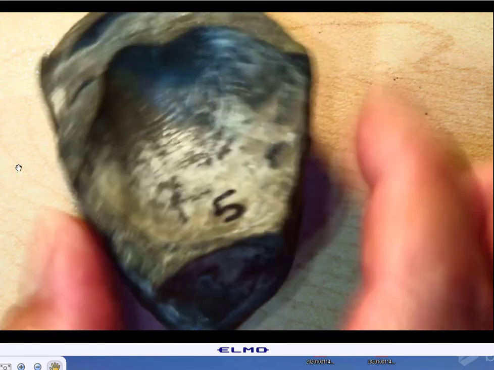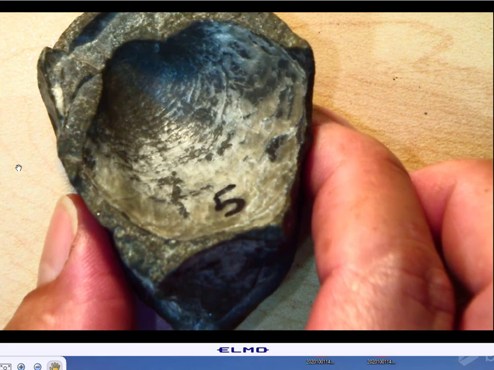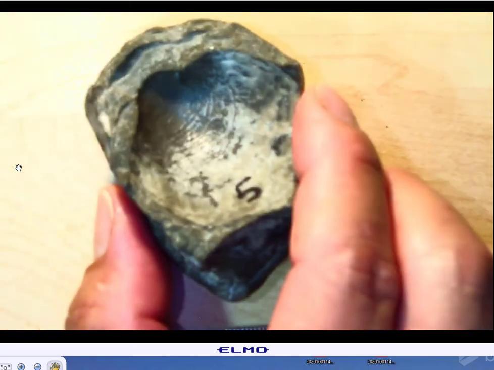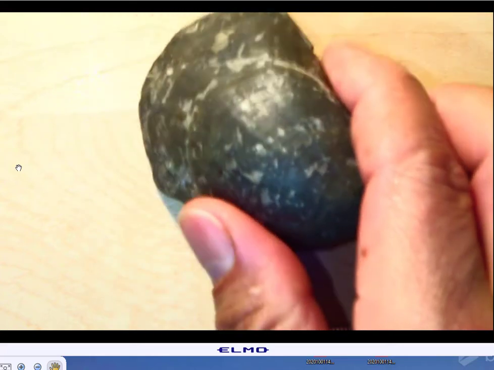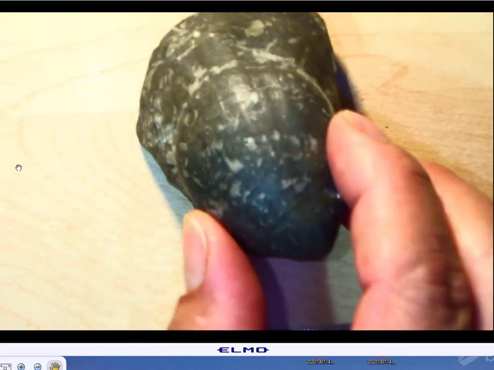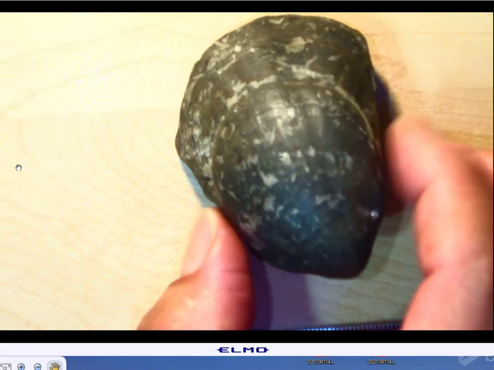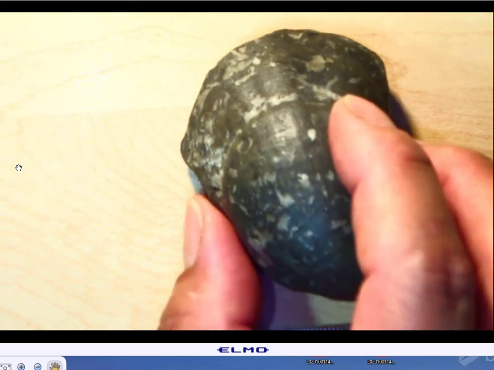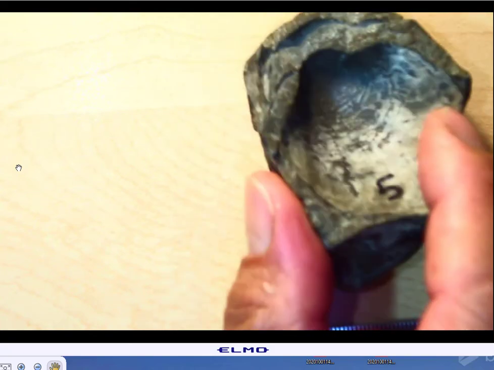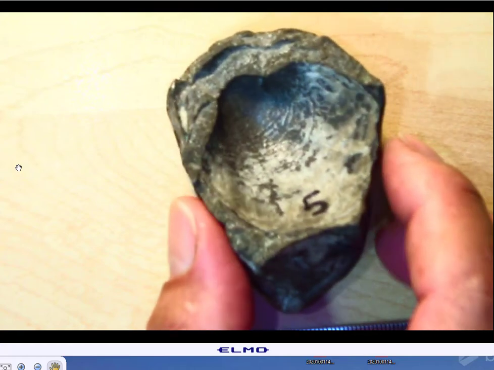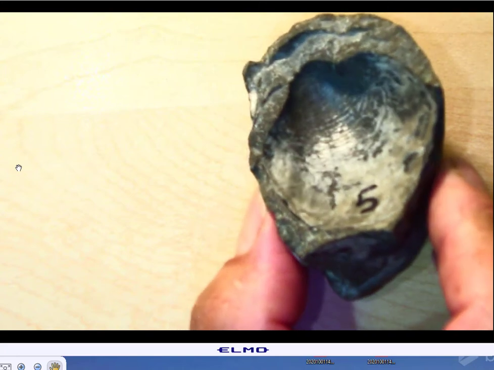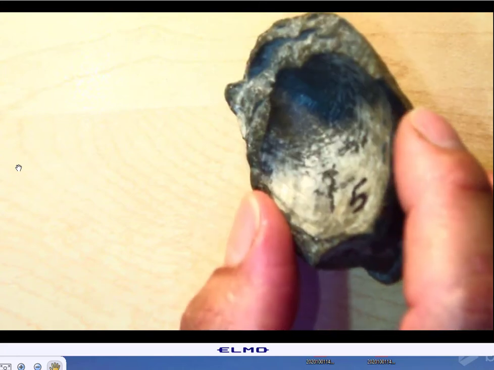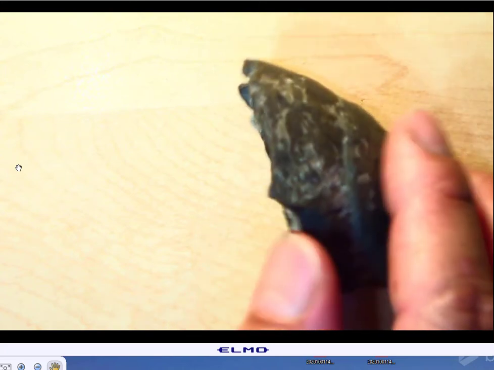The next sample, number 5 here, is a Brachiopod. There are two things going on here. On this side, I see the fossil, but this would be an internal mold. And then in here you can see the external mold. And unfortunately, we're only seeing one side of the shell.